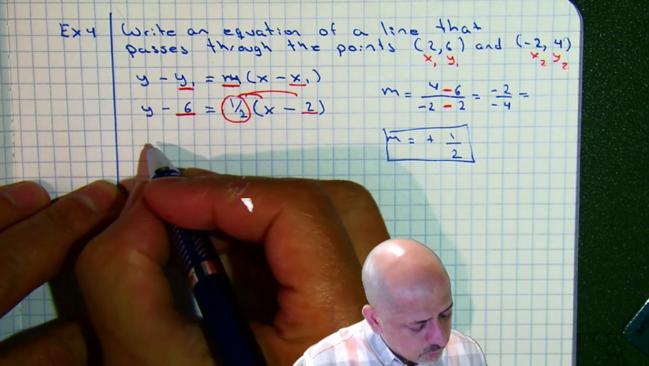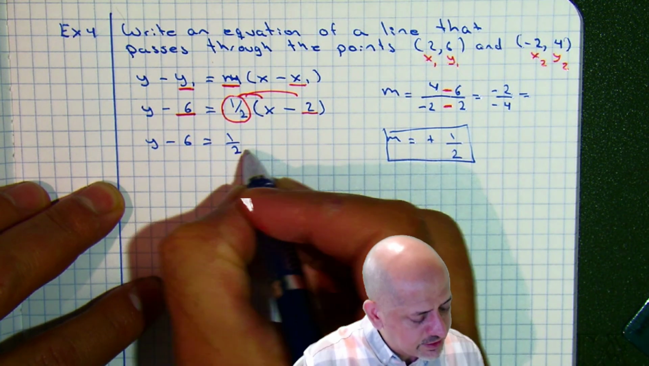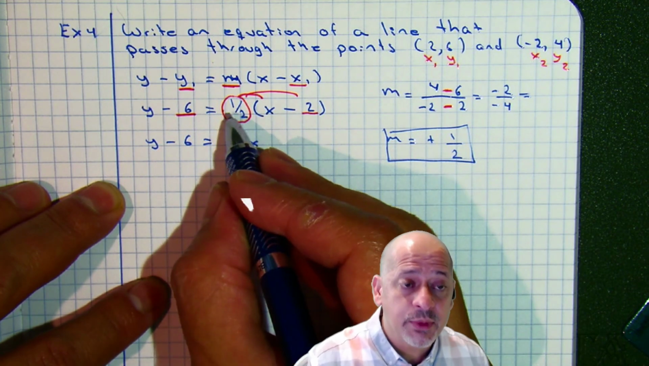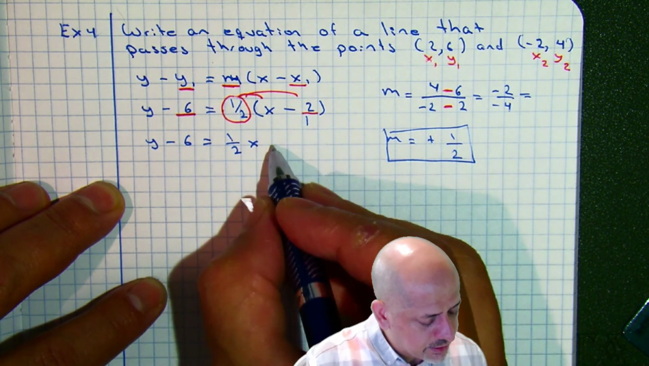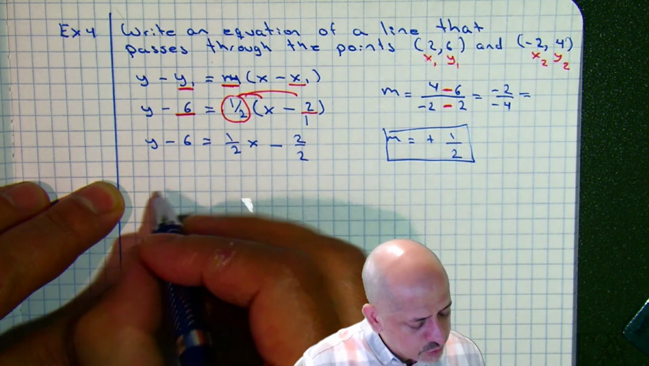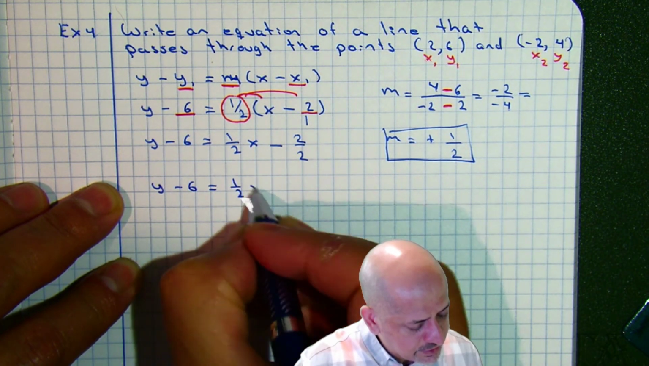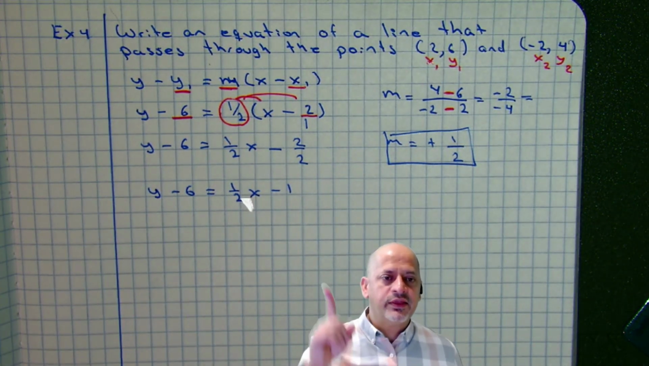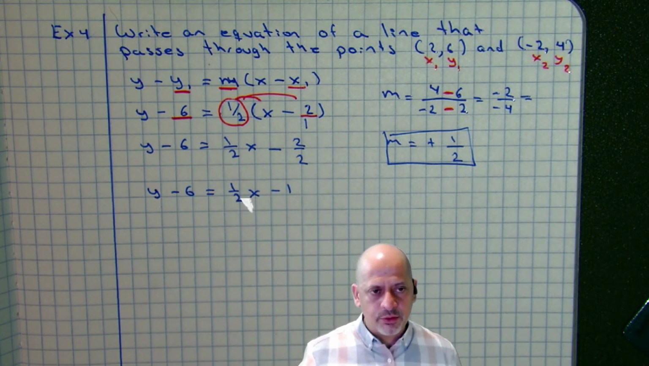So therefore, we have y minus 6 equals 1/2 times x is 1/2 x. 1/2 times 2: whenever you multiply a fraction by a whole number, we're going to place it over 1. Positive times negative is going to be negative. 1 times 2 is 2. 2 times 1 is 2. So now we have y minus 6 equals 1/2 x minus 1. Notice that this should always give you a whole number on the problems that we'll be giving you.